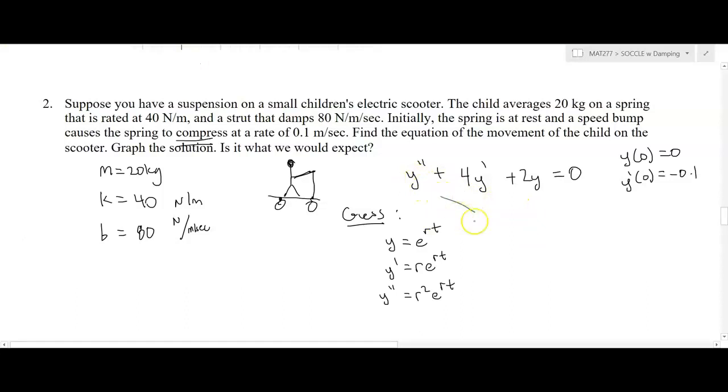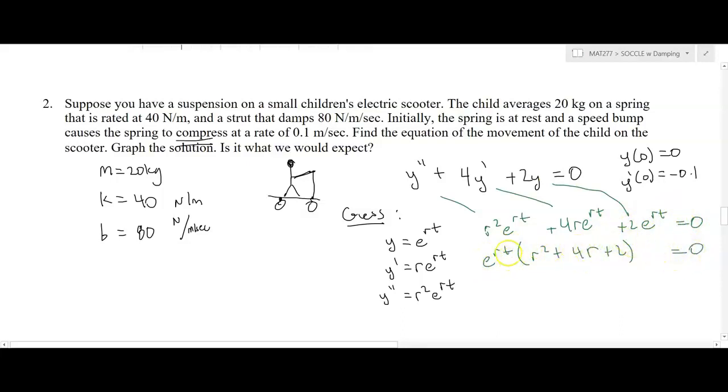So now substituting in for y double prime, r squared e to the rt. For y prime, we'd have 4r e to the rt, plus 2y, plus 2 e to the rt equals 0. Once again, we'll factor out our e to the rt. r squared plus 4r plus 2 equals 0. And you can see here, again, e to the rt will never be 0. So our auxiliary equation is going to be r squared plus 4r plus 2 equals 0.